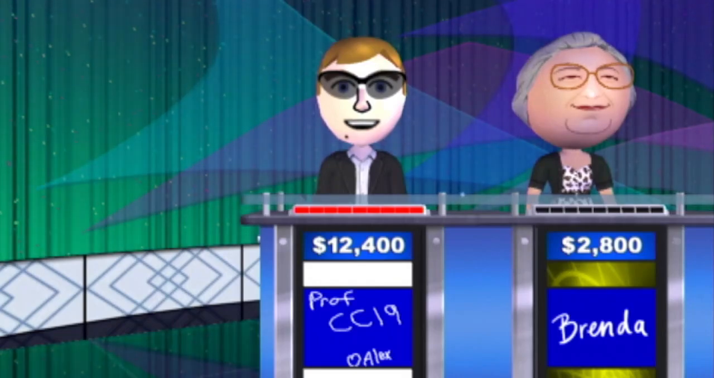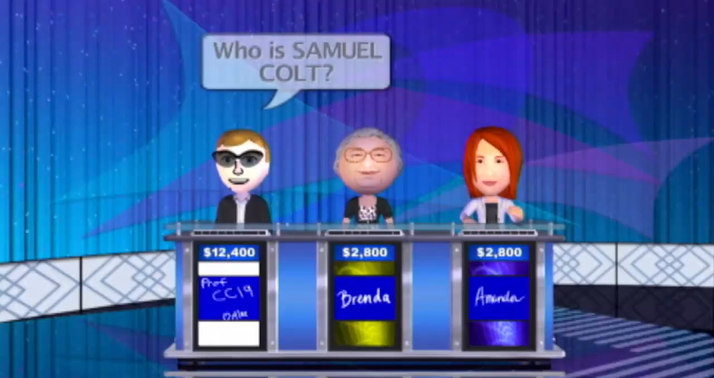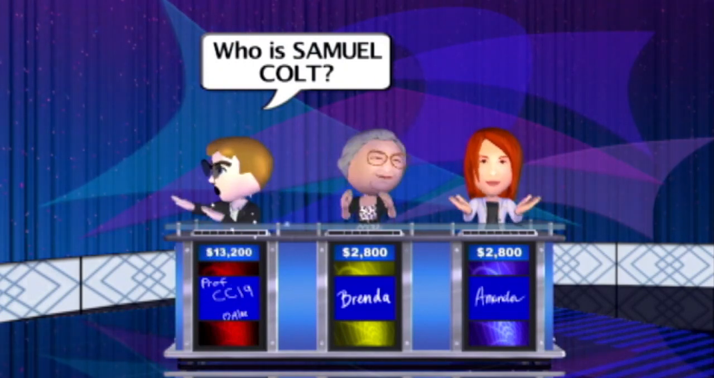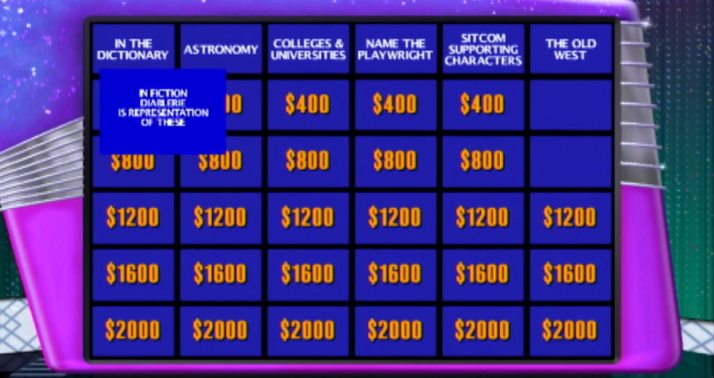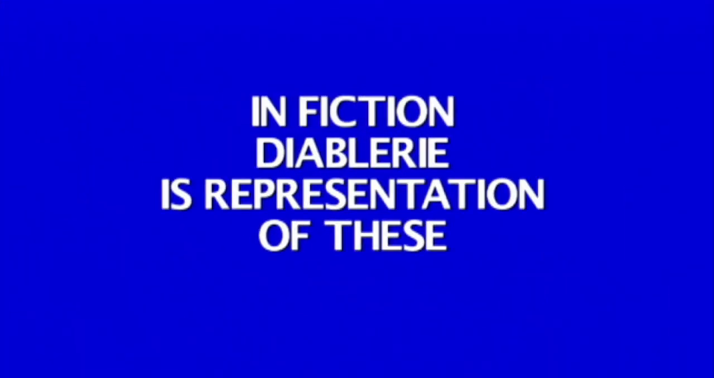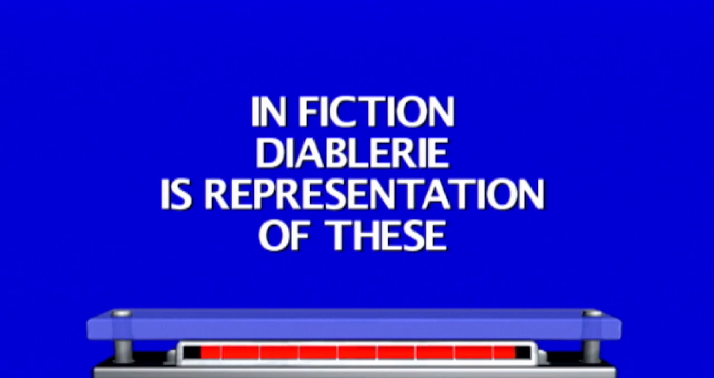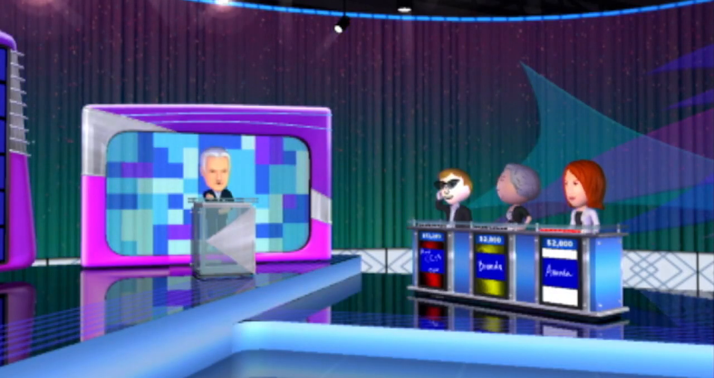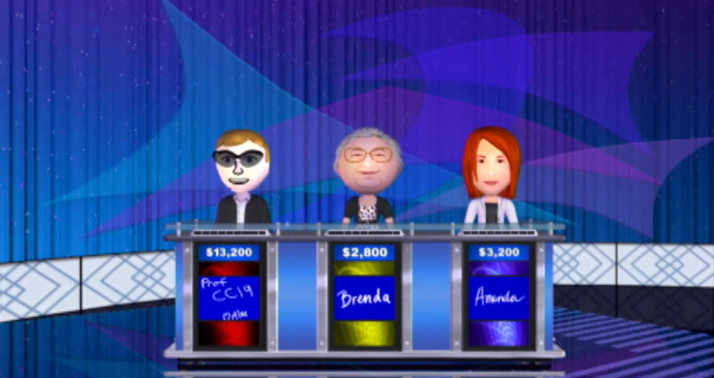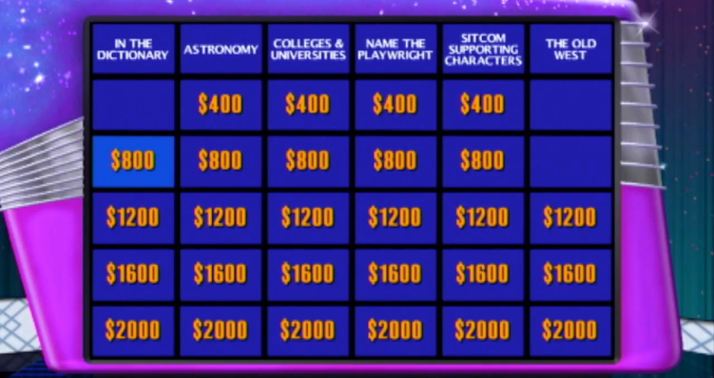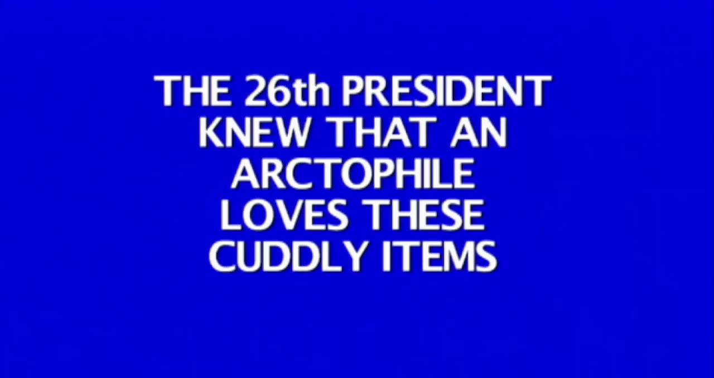It's player 1. Hey, you're right. Player 1, back to you for our next selection. In fiction, diablerie is representation of these. Player 3? Right you are. Please pick again, player 3. The 26th president knew that an arctophile loves these cuddly items.